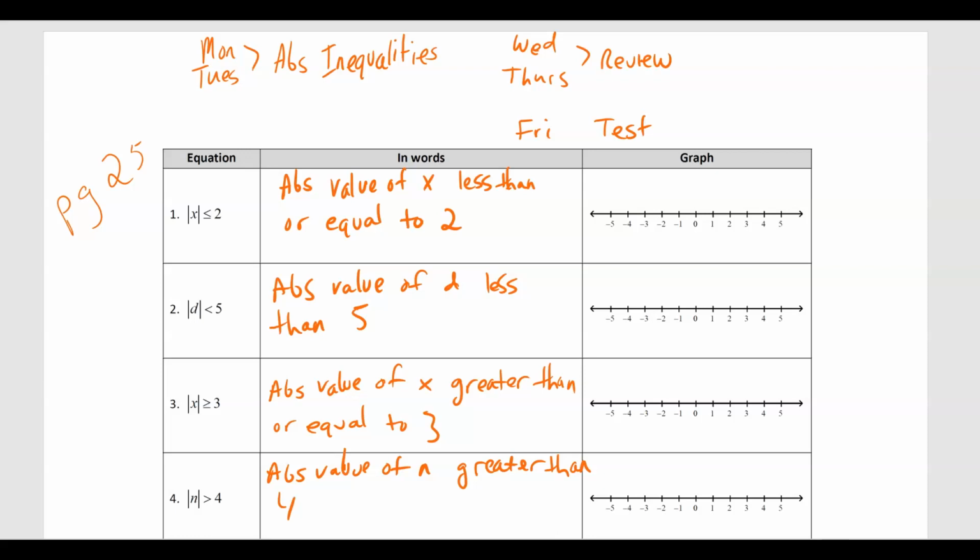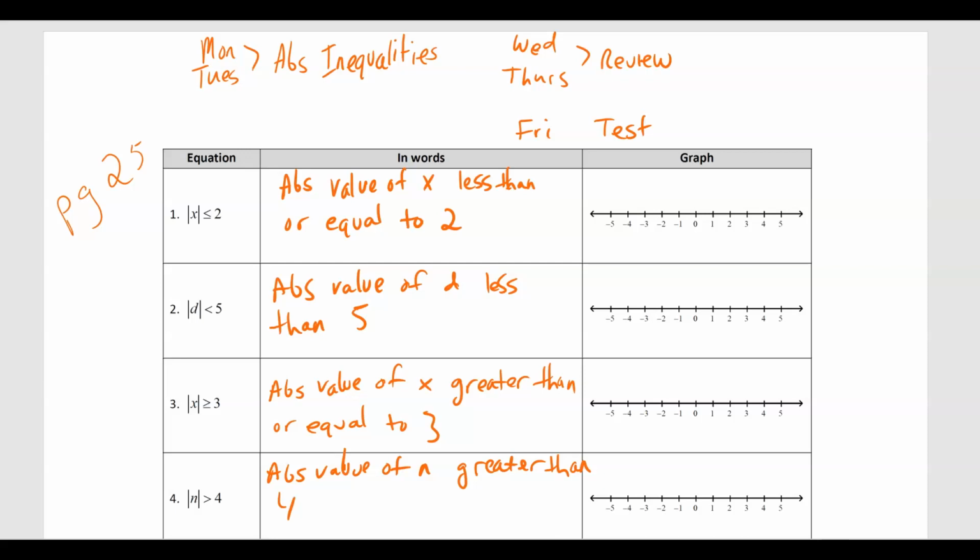Okay, good Monday morning. Here is what your week looks like. We're going to spend Monday and Tuesday on absolute value inequalities. And then Wednesday and Thursday, we are going to review. Friday, you need to make sure that you're setting at least an hour aside for your Chapter 1 test. Really, you should be setting an hour aside every day, but Friday is especially important.